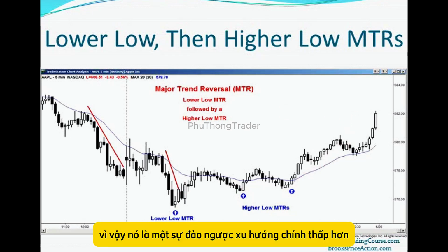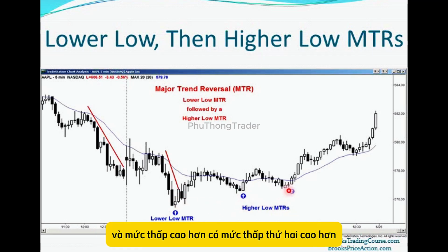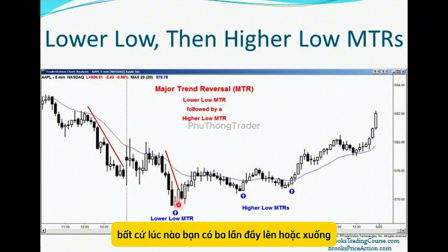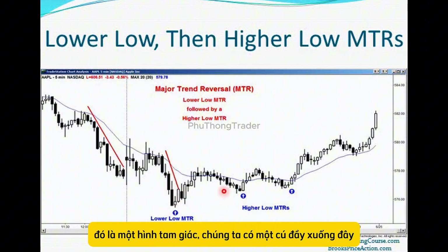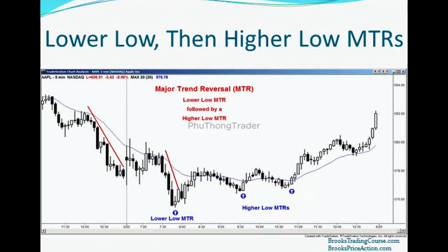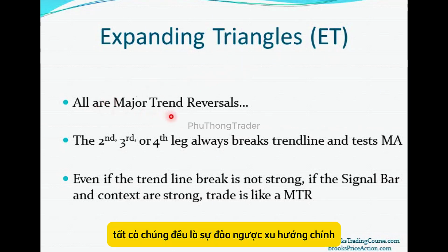So it was a lower low major trend reversal followed by a higher low, and the higher low had a second higher low. This is a triangle. Anytime you have three pushes up or down, it's a triangle. We have a push down here, number 2, number 3, so it's a triangle. Expanding triangles, they're all major trend reversals.